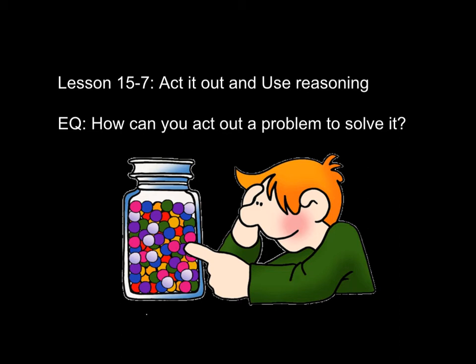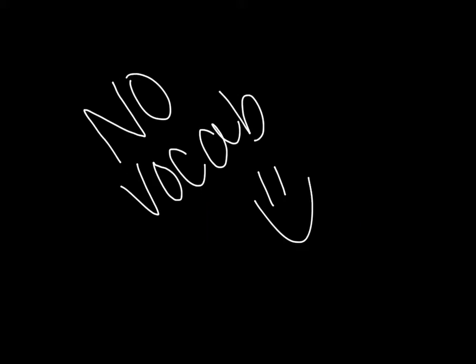This is lesson 15-7, act it out and use reasoning. Our essential question: how can you act out a problem to solve it? And this is our problem solving lesson. There is no vocab for this lesson.